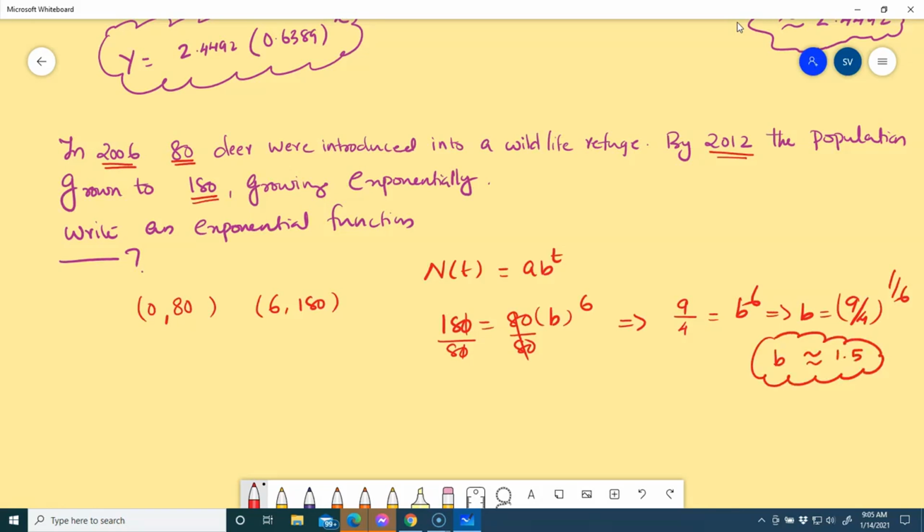Just plug it back. So the equation is N of t equals a is 80, b is 1.5 to the power t, because we are looking for the number of deer after a certain number of years. So guys, this is the final equation, or the model that we can use for this particular problem.